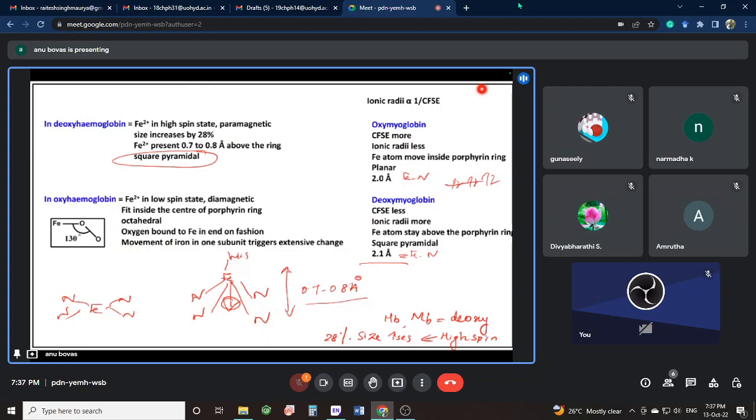This is the mechanism of oxygen binding. Whenever oxygen binds in this fashion, it is called end-on or bent-on fashion. In some cases it will bind like this, and this is called side-on fashion, so don't worry about this. Now in hemoglobin or myoglobin, the angle is 130°, and this binding is called end-on or bent-on fashion binding.